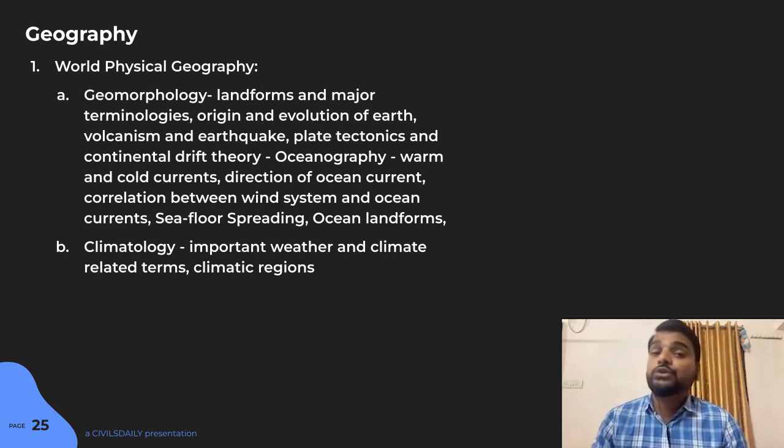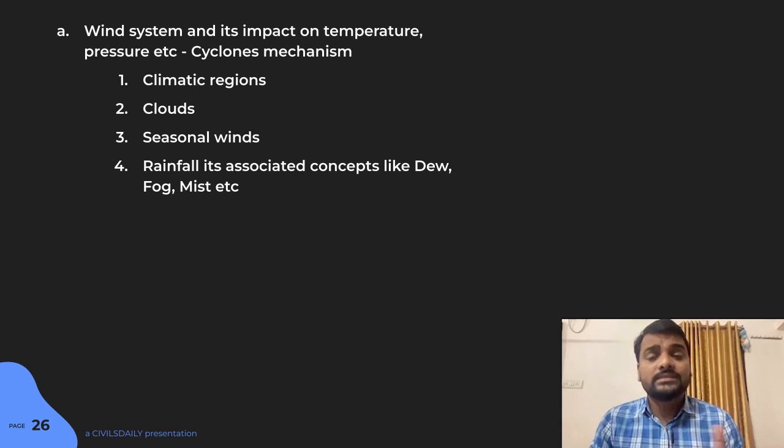Earlier also in geography there used to be up to 15 or 16 questions. In world geography you have very conceptual but very easy questions, physical or climate-related terms. In climate you have cyclones, comparison of both kinds of cyclone, climatic regions, cloud types, seasonal winds, rainfall-related things. So this kind of thing can be asked.